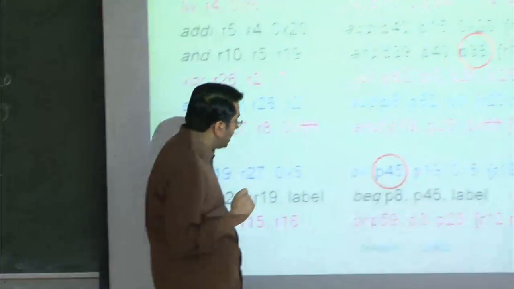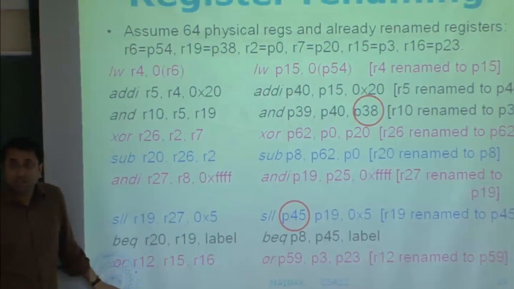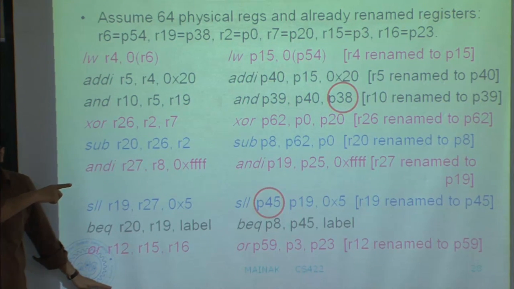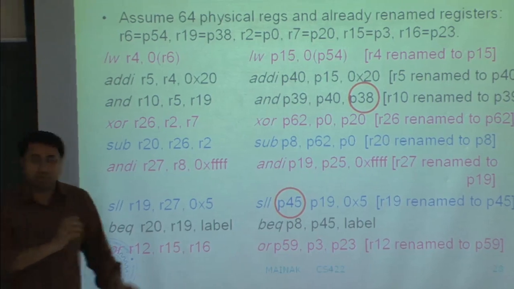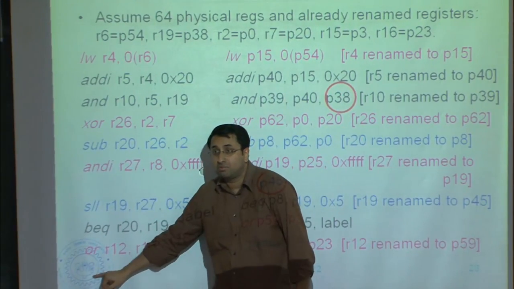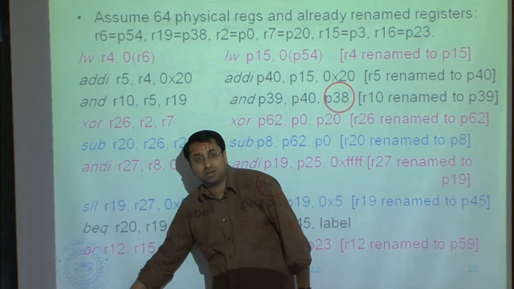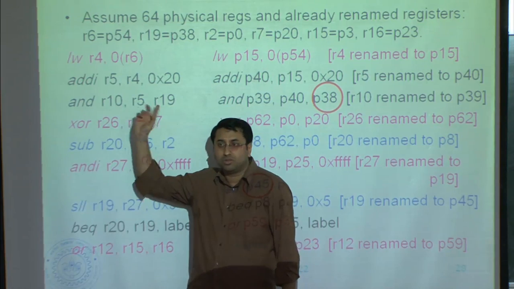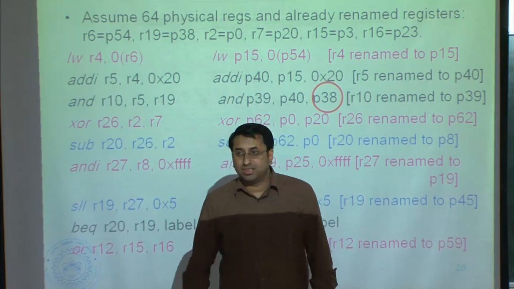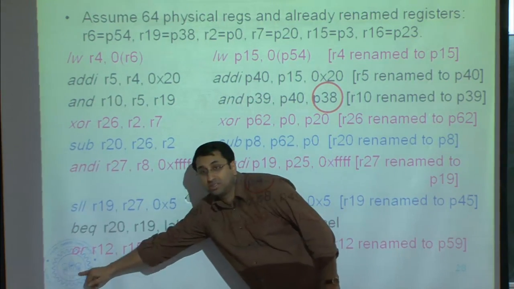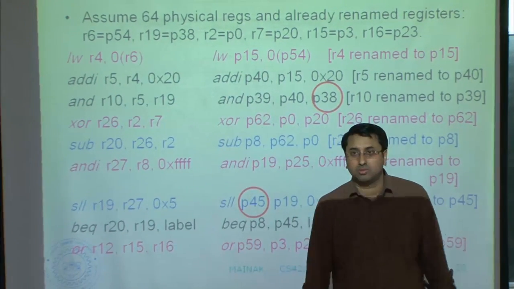The difficulty is that when this instruction commits, you cannot say, well, I look up the map table and find out what R4 maps to and free that register. That would be wrong, because R4 now points to some totally different register. By the time this instruction commits, there may be many more instructions in the pipeline which have already overwritten R4. So how do you find out that P15 is the one to be freed when this instruction, which overrides R4, finally commits?